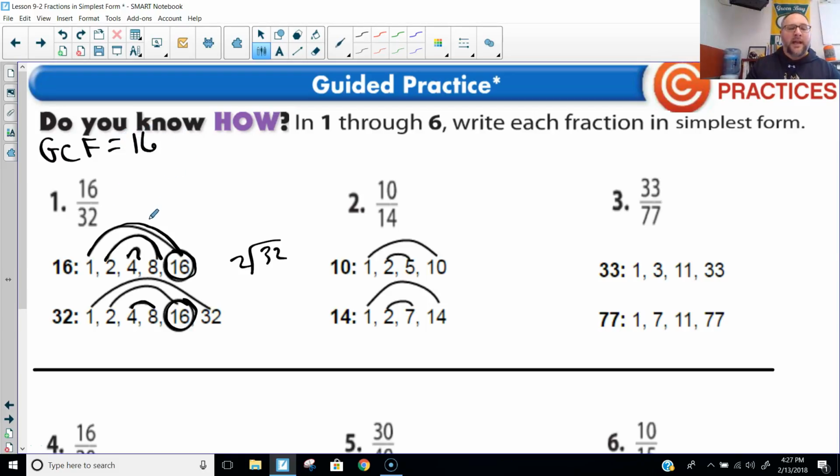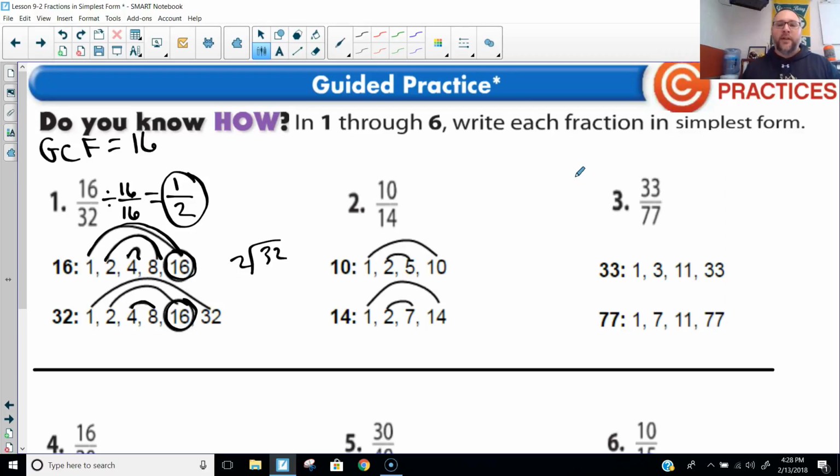So what I'm going to do now is divide 16/32 by 16/16. And I'm going to find the fraction 16/32 in its simplest form. 16 divided by 16 is 1. 32 divided by 16 is 2. So 16/32 in simplest form is 1/2.